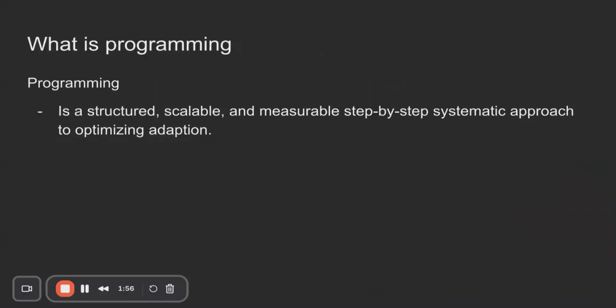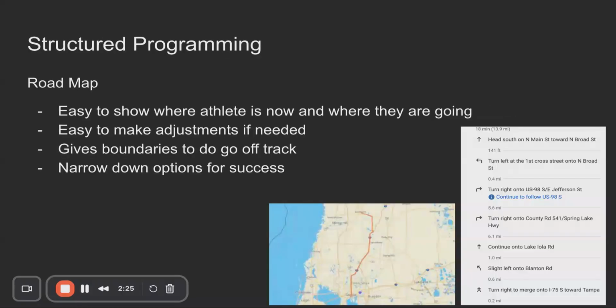So what is programming? Programming, and this is the definition of programming, is a structured, scalable, and measurable step-by-step systematic approach to optimizing adaptation. When we look at programming, there are four main components: structured, scalable, measurable, systematic. So when we think about programming, we're going to break down specifically what these four variables within this definition mean.